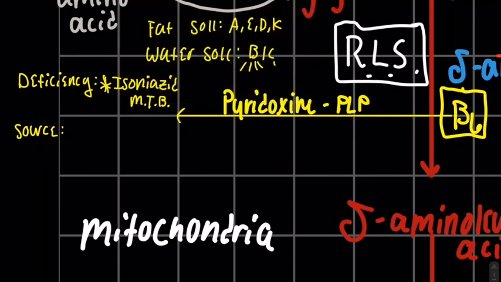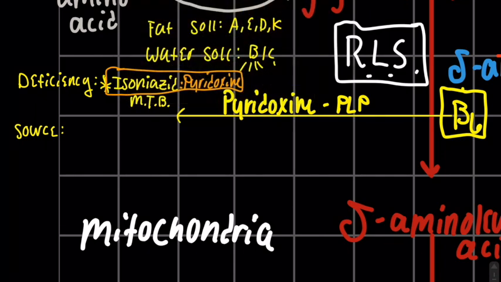If you want to sound smart in front of your clinical physicians, one thing that you can say whenever a patient has been prescribed isoniazid is that you also want to prescribe pyridoxine. You always want to give these two things together because isoniazid is famous for causing B6 deficiency. So that's one thing that can do it.